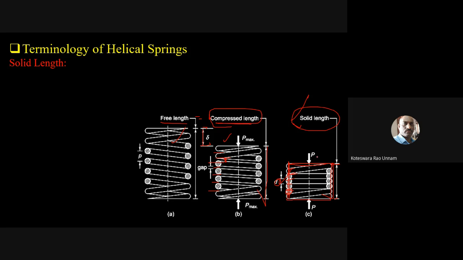Then from the solid length, if I am able to calculate this gap for each adjacent coil, the number of gaps multiplied by this gap for each adjacent coil will give you this distance. This distance plus the solid length will give you the compression length. Then that solid length plus the gap allowance for each one set of coil, multiplied by the number of sets, plus this delta will give you the free length. So like that you can derive the relation between these three lengths.